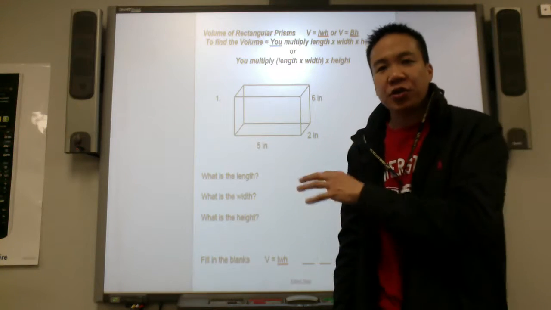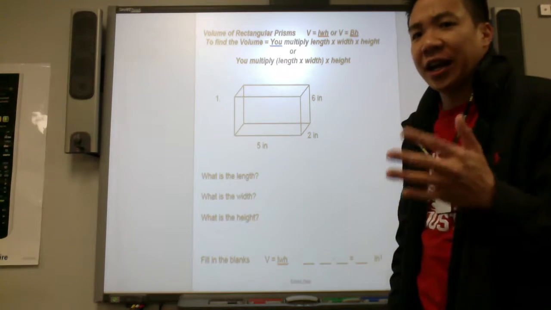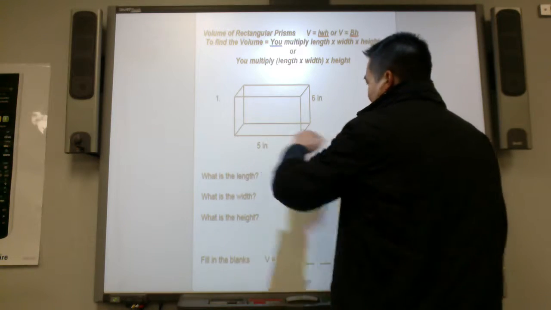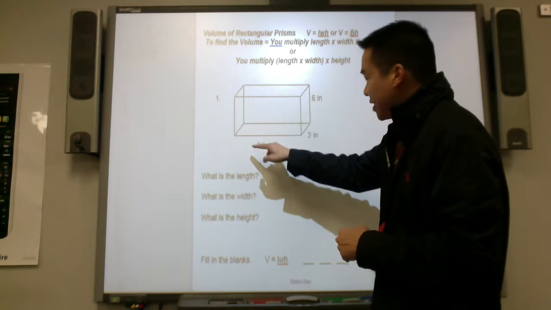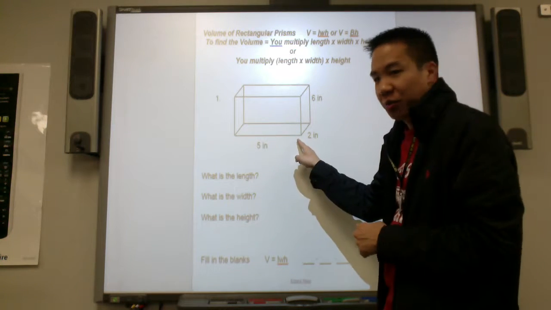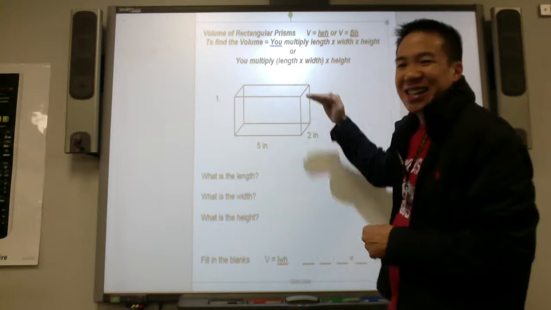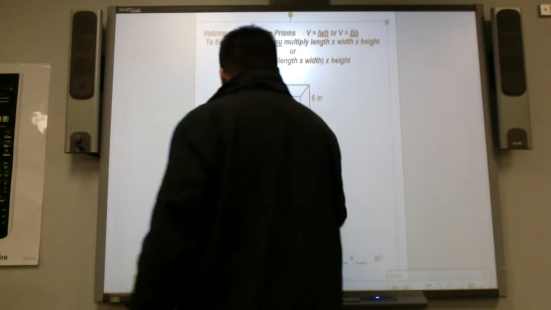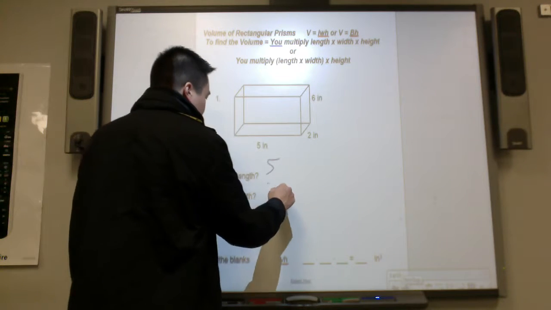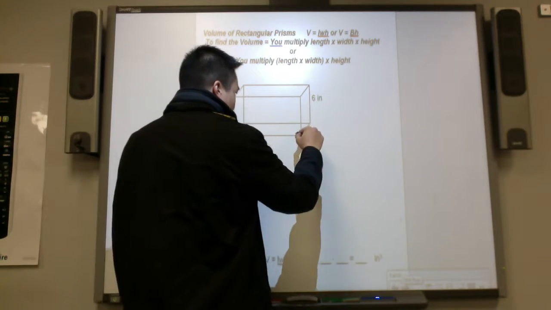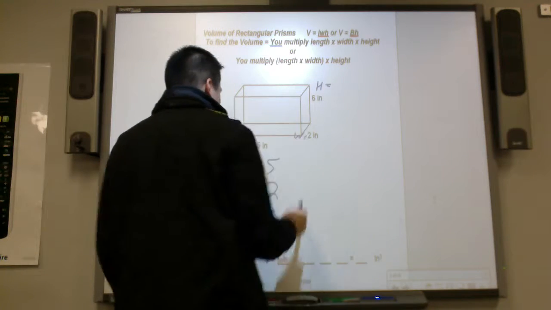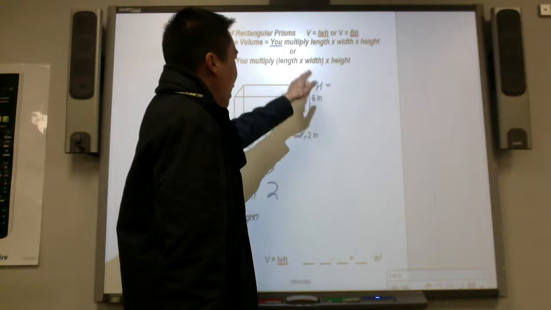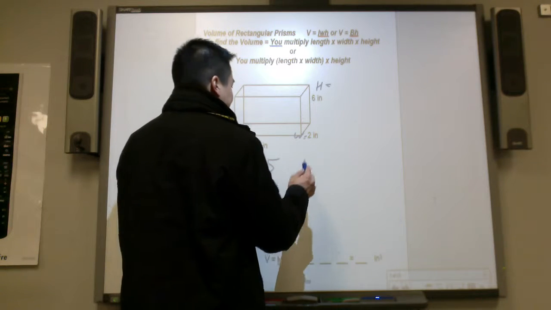In 6th grade, we only focus on this, but when you go to 7th, 8th grade, you're going to see a lot of capital B. Capital B means the area of the base of it. So this is a box. The area of the base is 5 times 2. Then you multiply it by its height, which is 6. So, what is the length? 5. What is the width? 2. Length, width, height. So length is how long this box, this rectangular prism, is. How wide is the rectangular prism? How high? The height is 6 inches.